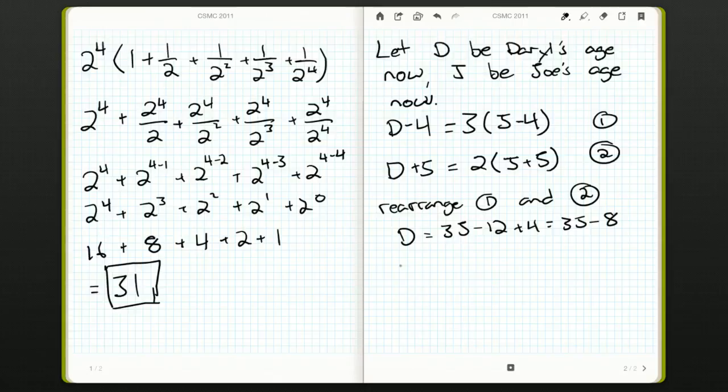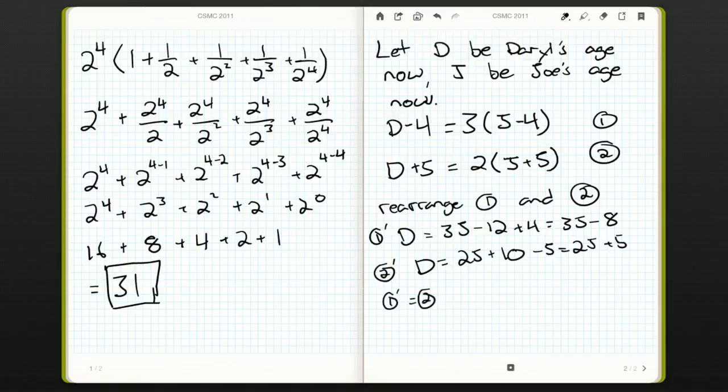All right, and the second relationship, we could call this 1 prime, 2 prime, because we're just rearranging these equations. So 2 times J plus 2 times 5, and then subtract off 5, so that's 2J plus 5. So we have these two equations. So we can set them equal to each other. So 3J minus 8 equals D is equal to 2J plus 5. And we could isolate and solve for J is what we're going to try and do.